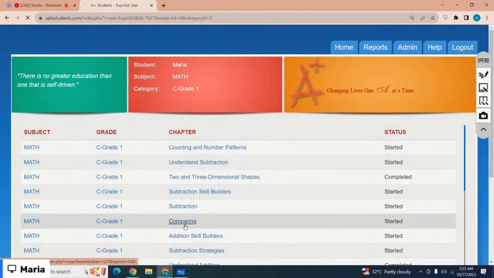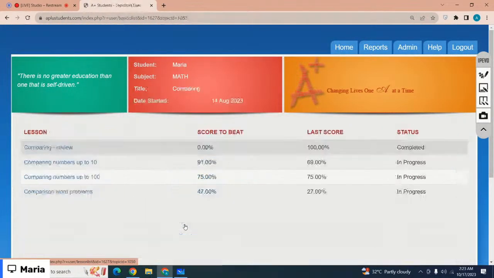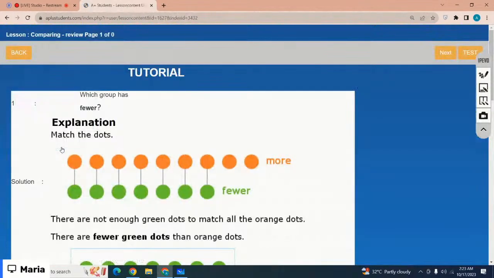Here I am on the chapter comparing. So let's just start with the first lesson, that is comparing review. Let's just start with the lesson. Comparing means you are going to compare two things, how one is greater or less than the other one, right?